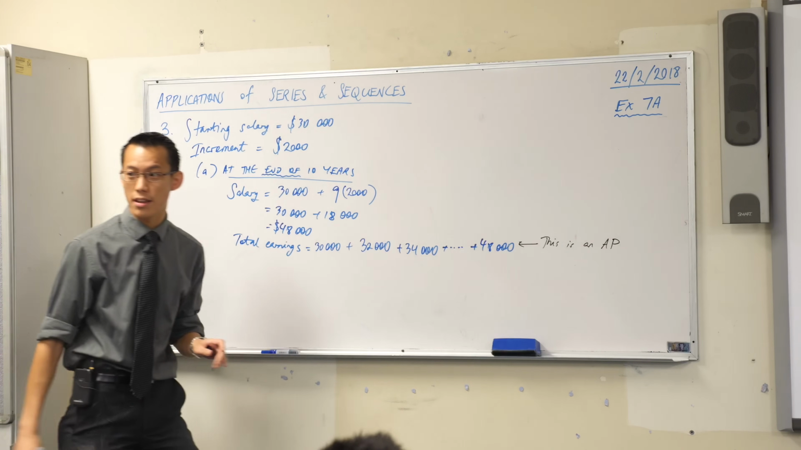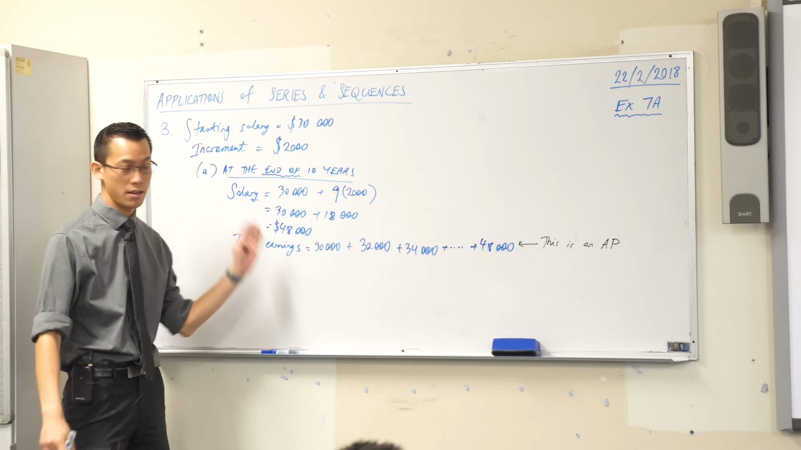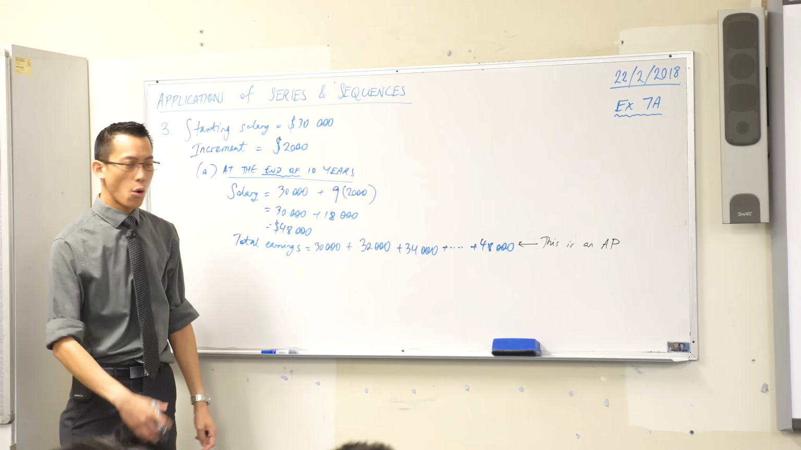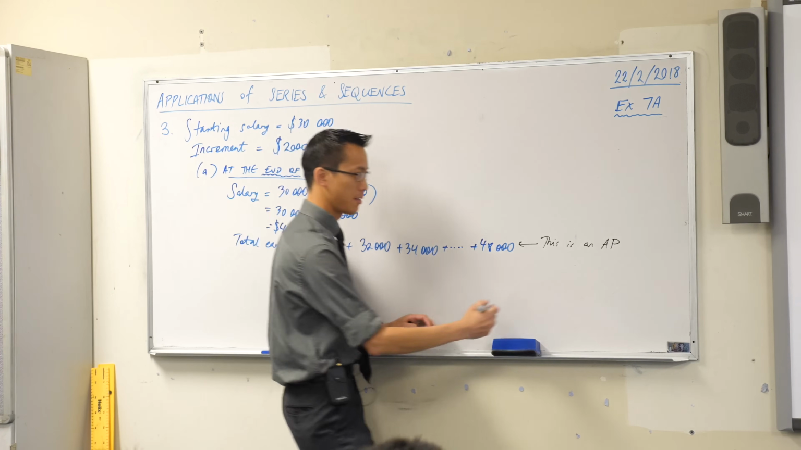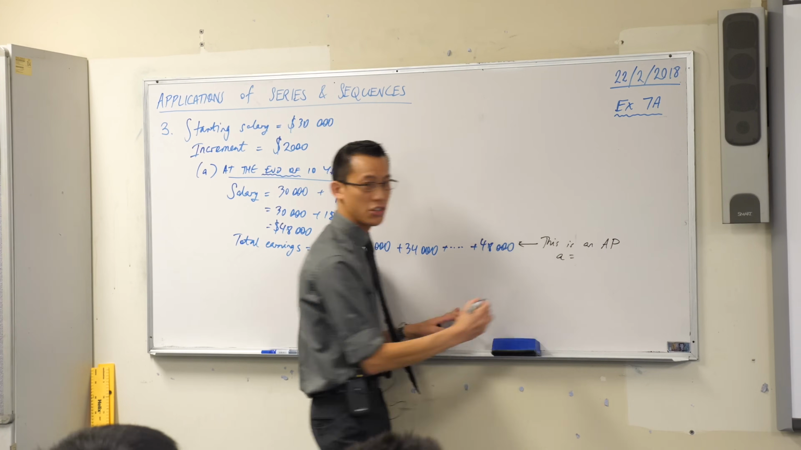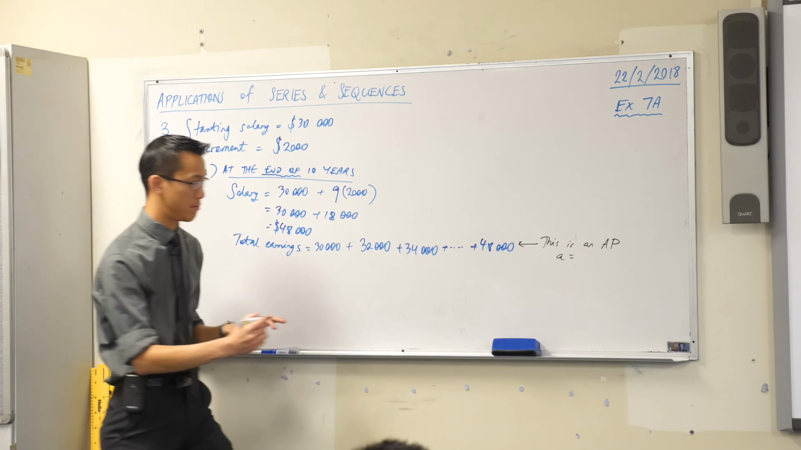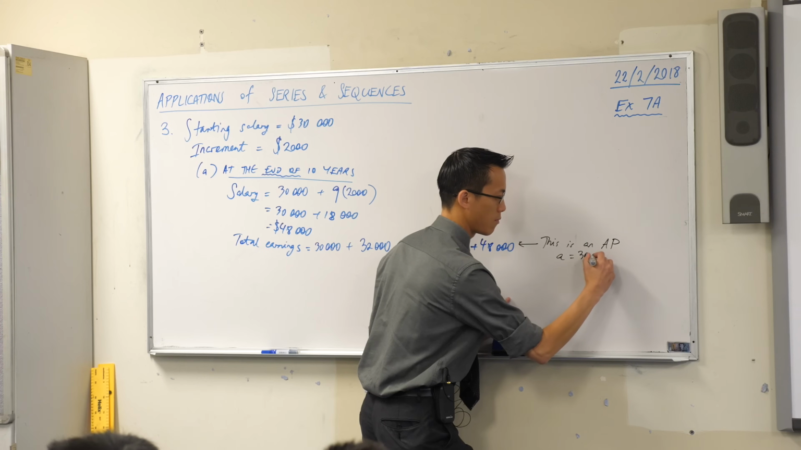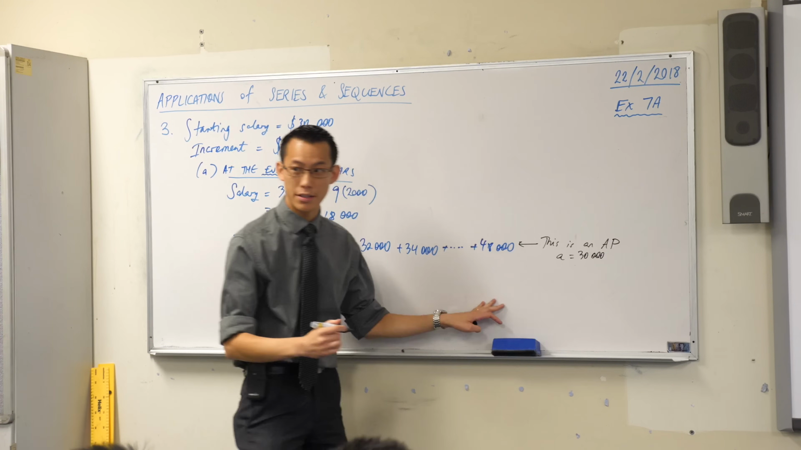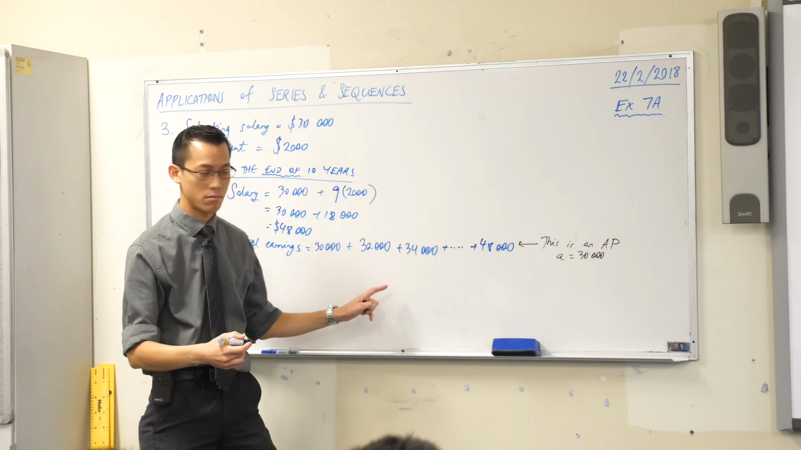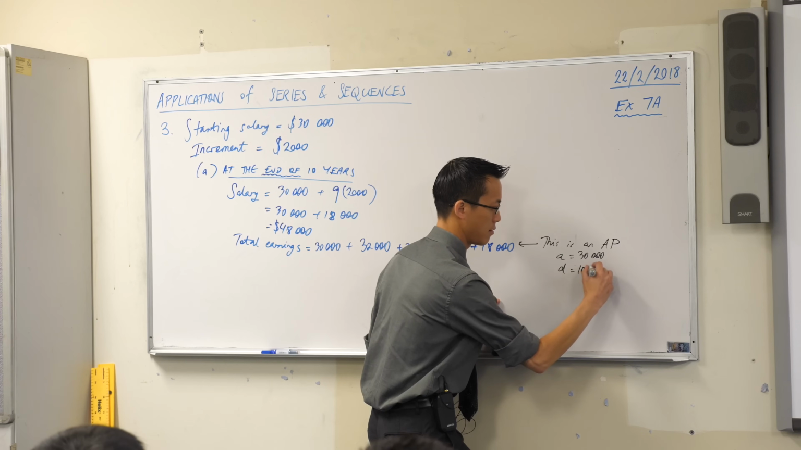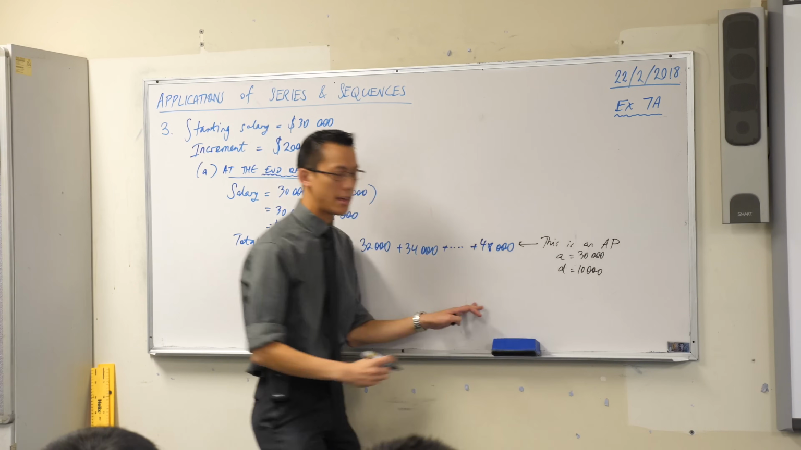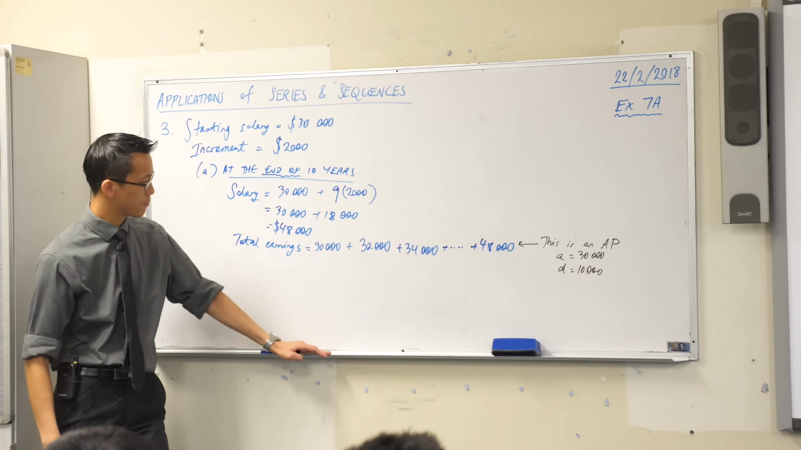Later on, when we identify geometric progressions, I'll say, this is a GP, right? What kind of features define an AP? There are 3 particular things. There's the first term, which in this case is 30,000. There's a common difference, which in this case is 2,000. And then there's the number of terms.